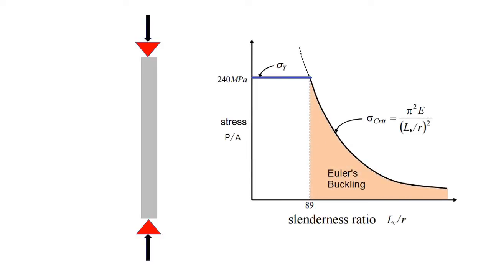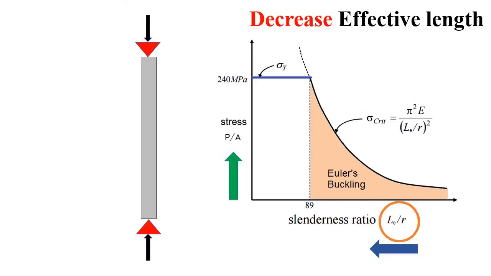Now let's look into the other option. So we have a column that has some load, and this is the relation between strength and slenderness ratio. We have already discussed the effect of r. So now we have LE, which is also known as effective length. To reduce the slenderness ratio, what we have to do? Simply we have to reduce the effective length to increase the stress. Got it? Now what is the way to reduce the effective length? Simply we can provide some intermediate support like this.